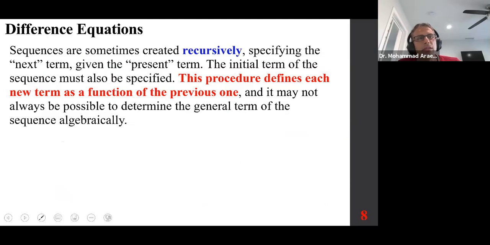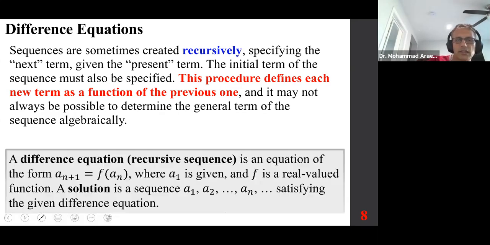All right, again, sequences are sometimes created recursively, specifying the next term given the present term. We've been discussing that, okay? This procedure defines each new term as a function of the previous one. So what are we talking about? Again, this very important definition that was discussed. A difference equation or recursive sequence is an equation of the form a sub n plus 1 is f of a sub n, where a sub 1 is given and f is a real valued function.